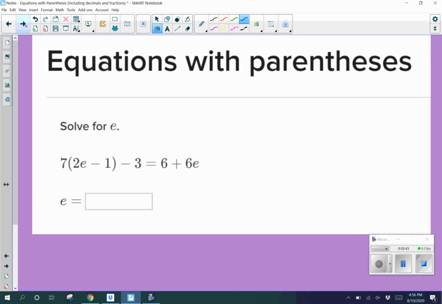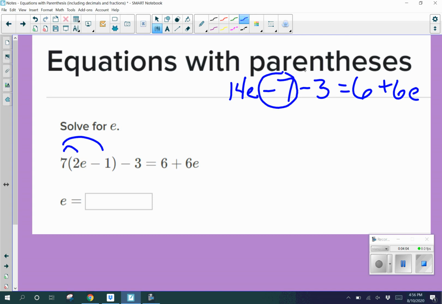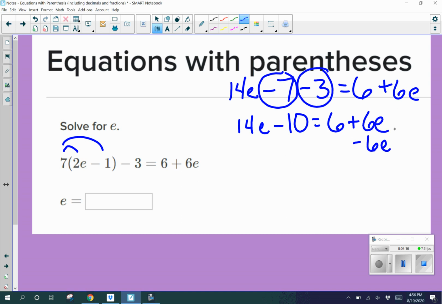Let's do one last one from this skill. Again, we're distributing. 7 times 2e is 14e. 7 times negative 1 is negative 7. Minus 3 stays, equals 6 plus 6e. Let's combine like terms. We've got a negative 7 and a negative 3, which leaves us with negative 10. And then now to keep the variable positive, let's subtract 6e here. It's going to cancel.